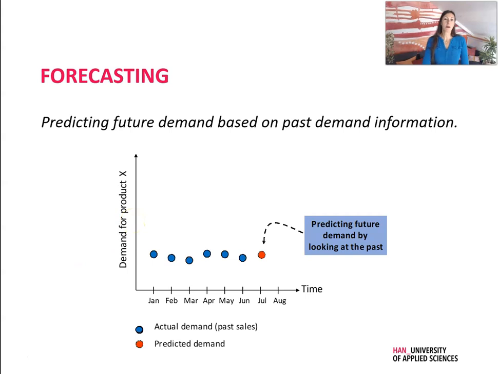So forecasting is about predicting future demand based on past demand information. In this graph, we can see we have 6 blue dots. So we have 6 points of data of sales that occurred in the past. And our task is to determine exactly where the red dot will be, so we want to forecast where July sales will be, exactly how many units we will sell in July. So we will look at past data to predict the future.